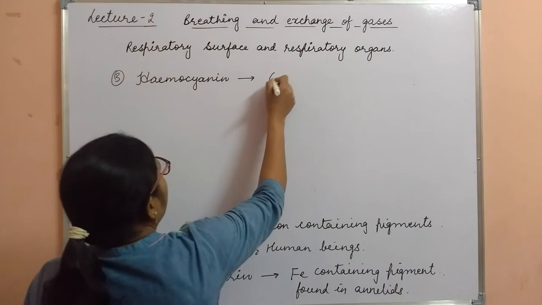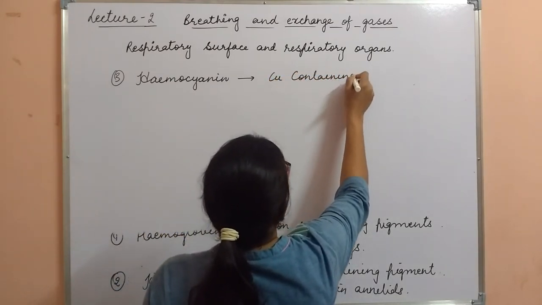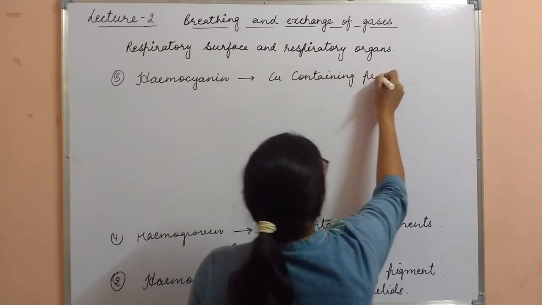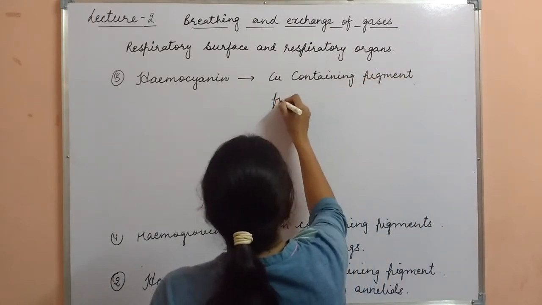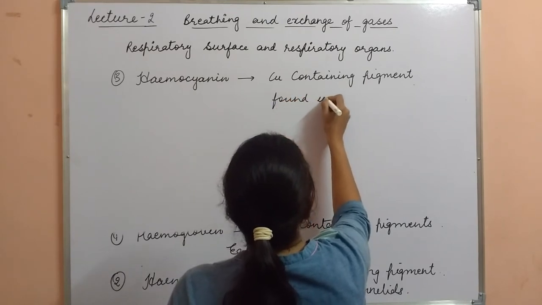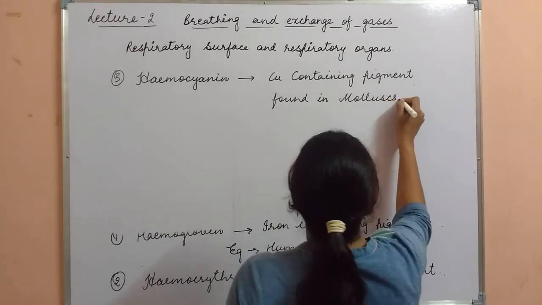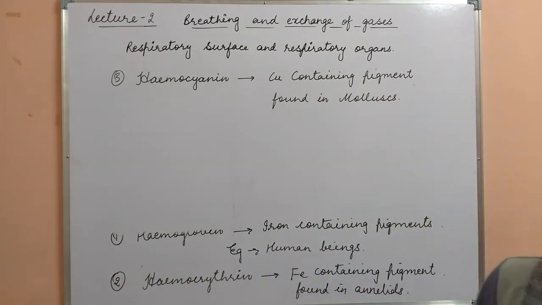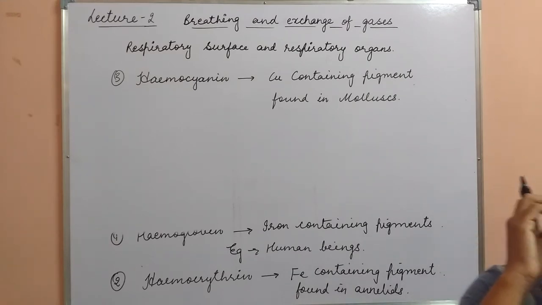This hemocyanin is a copper containing pigment, and this pigment is basically found in mollusks, the members of phylum Mollusca. Now the hemocyanin is present, which is a copper containing pigment.